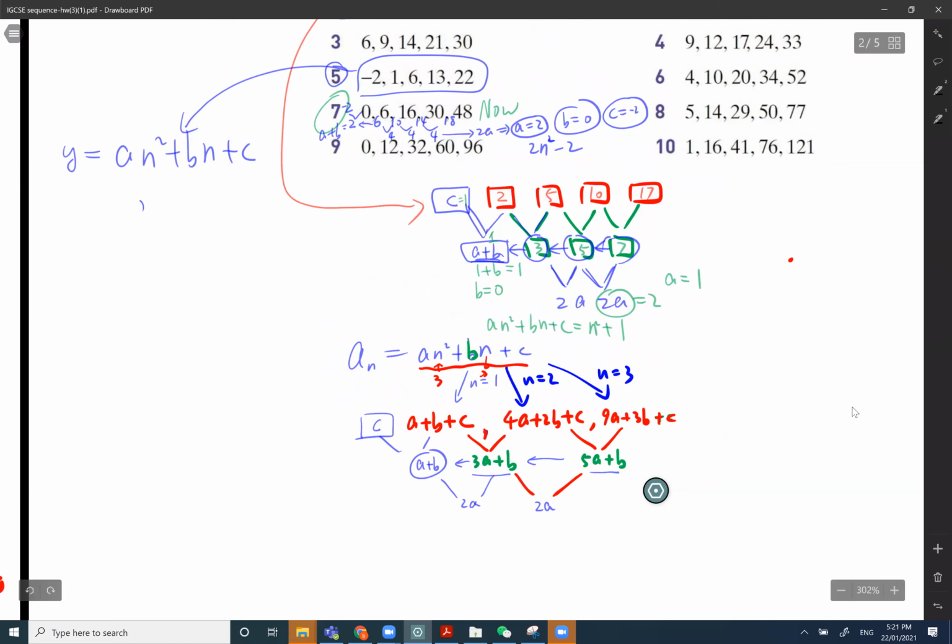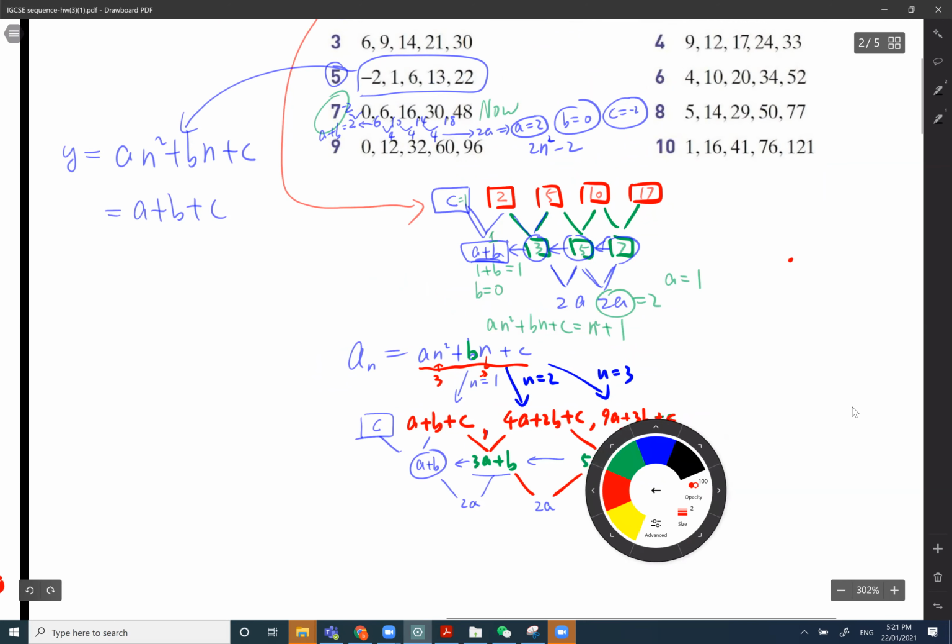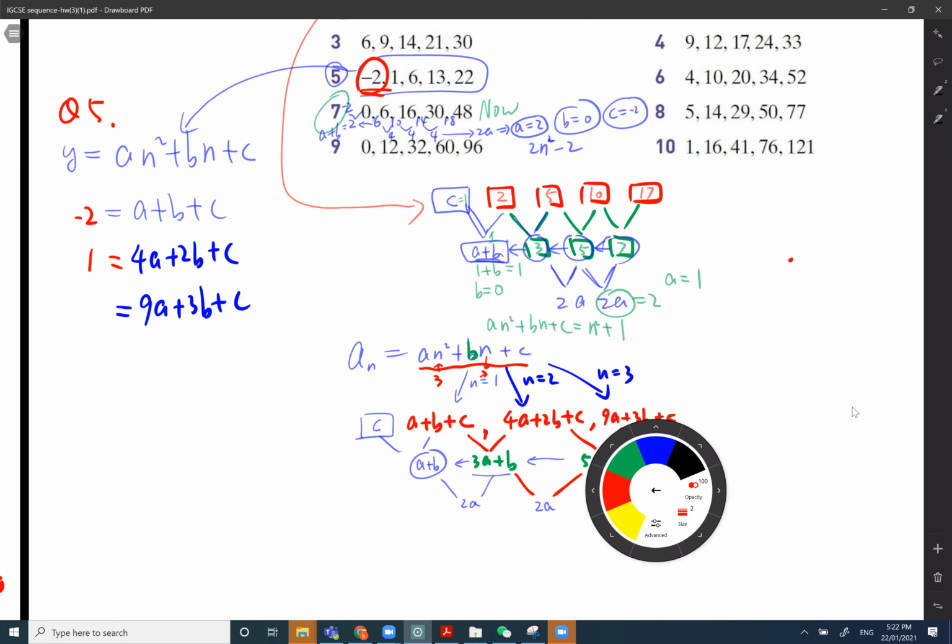If n equals 1, we get a plus b plus c, which is the first one in the sequence. Number 5, what's the first one? The first one is -2. The second one, 4a plus 2b plus c. What's the second one? 1. The third one, 9a plus 3b plus c. What was the third one? Very good. 6.